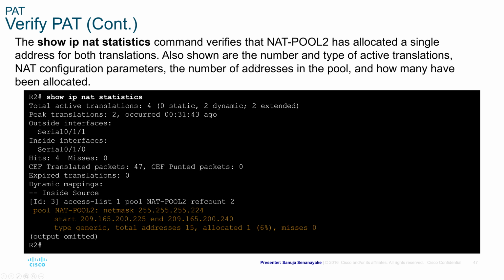Also shown there are the number and type of active translations, NAT configuration parameters, the number of addresses in the pool, and how many have been allocated. So just like before, the show IP NAT statistics command shows all of this data on your Cisco routers. If you run that command, that's what you will see if you have the PAT configured in that router.